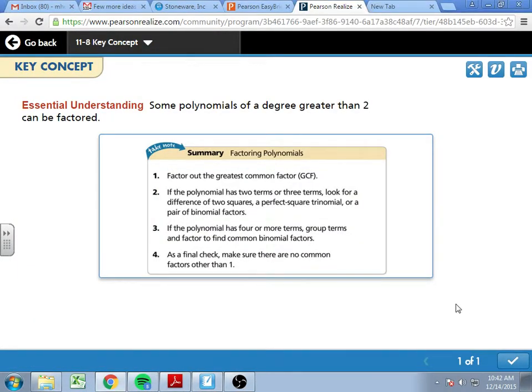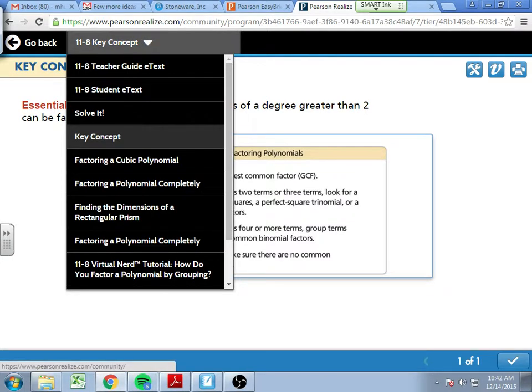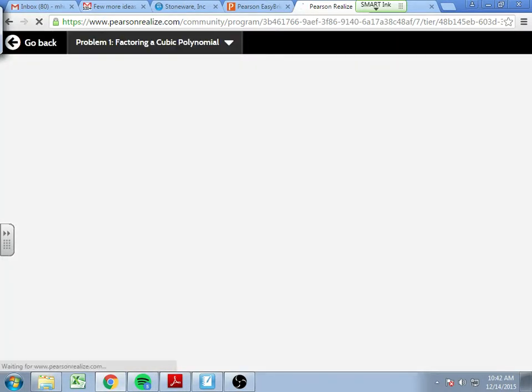All right, so especially 3 and 4. If the polynomial has 4 or more terms, group your terms, factor out common factors from those groupings, and try to find a common binomial shared amongst the groups. As a final check, make sure there's no common factors bigger than 1. So if you've actually factored out the greatest common factor, step 4 is unnecessary, but sometimes we factored a common factor that could actually be larger to give us the greatest. So sometimes, like if it's an even number, we'll accidentally factor out too small of a value, and then we'll have to go back and actually factor out a bigger value.